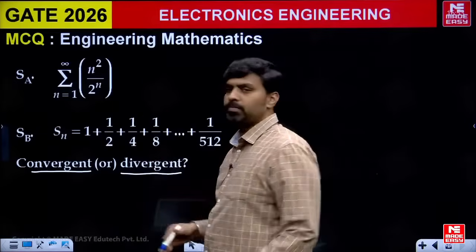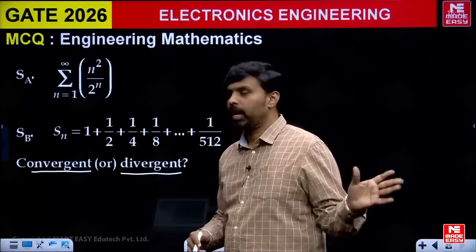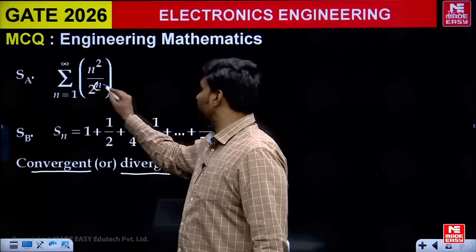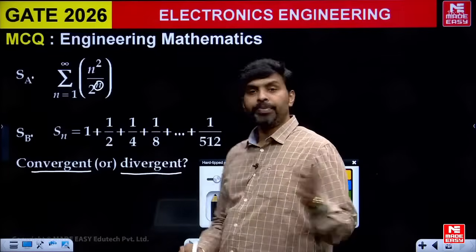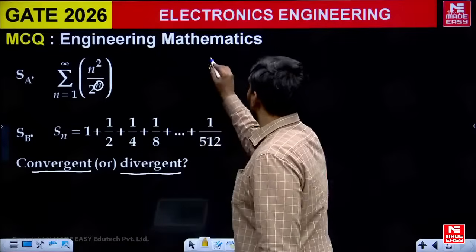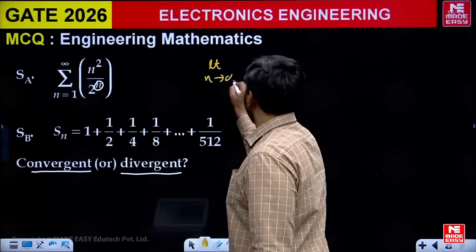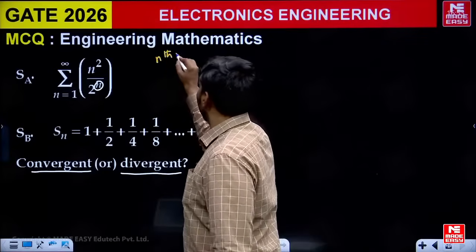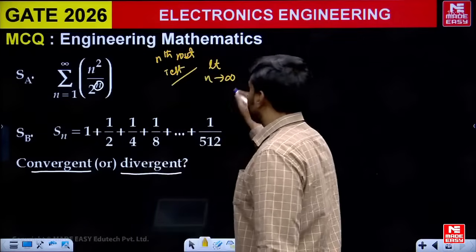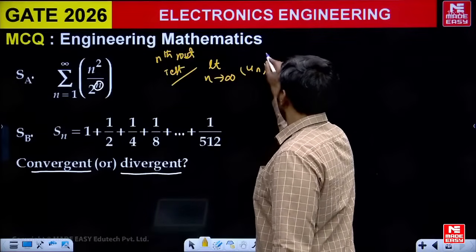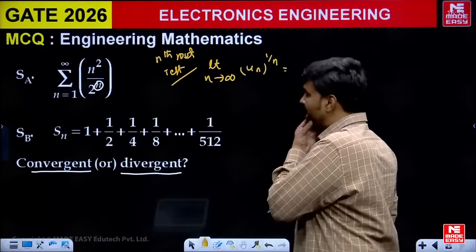So now if I look at this, most of the time if you have seen that when there is a power n in the function, then what do we have to do? We have to apply the nth root test. Now limit n tends to infinity, the nth root test. So if we use the nth root test, then it is un to the power of 1 by n.